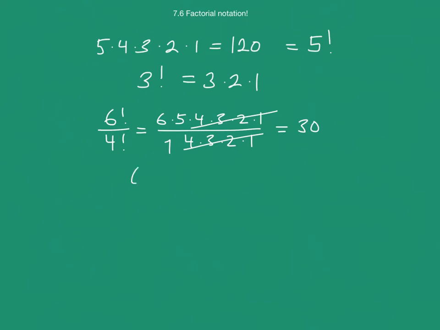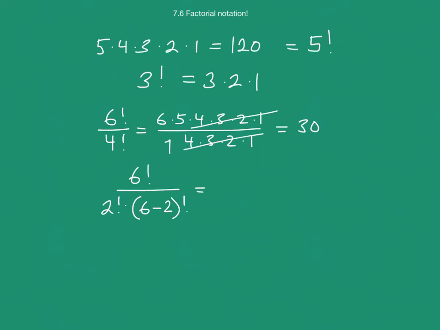So this is actually 30, and that would be the answer. And what if you had something like 6 factorial divided by 2 factorial multiplied with 6 minus 2 factorial? Now what does that mean?